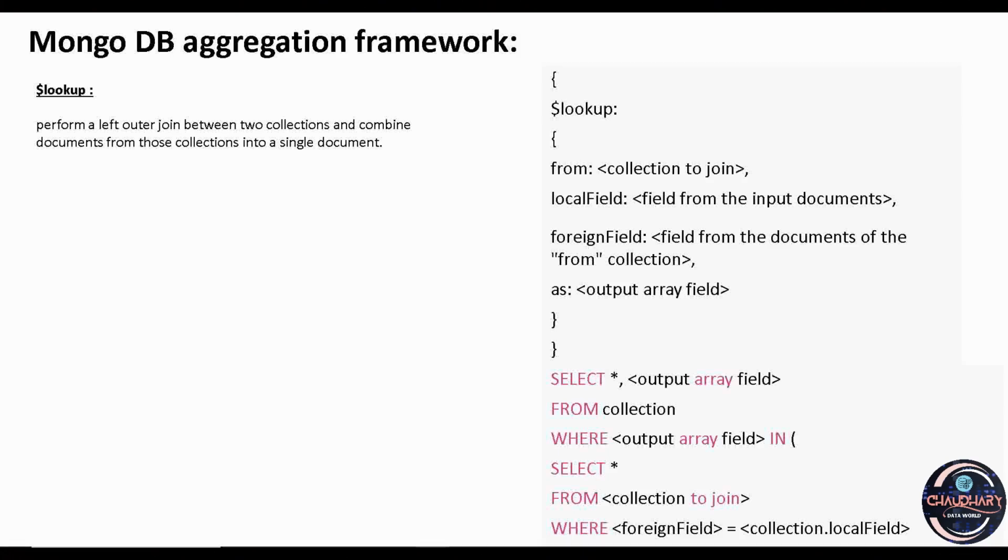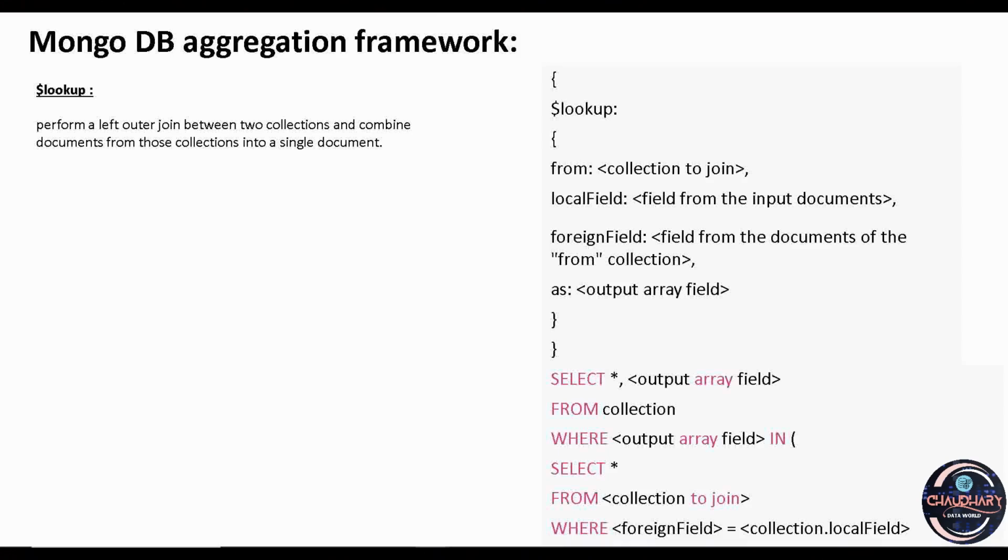So what is lookup first? Lookup is nothing but a left outer join between two collections. We have tables as collections in NoSQL. So when we have two collections and we want to left outer join them, then we can use this lookup function.